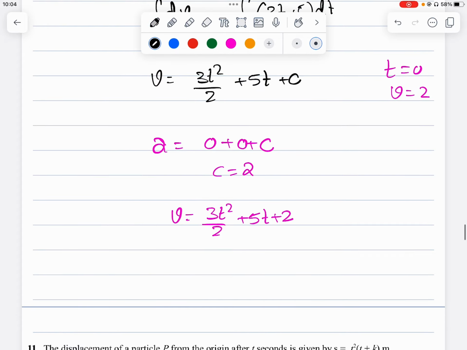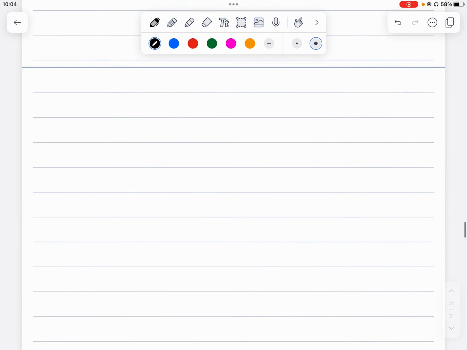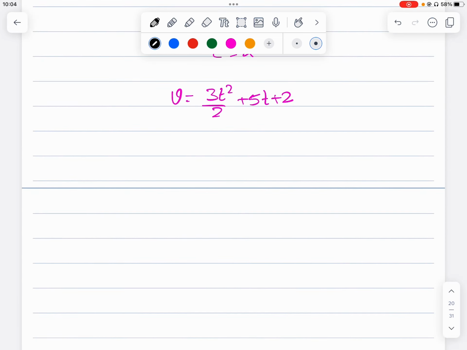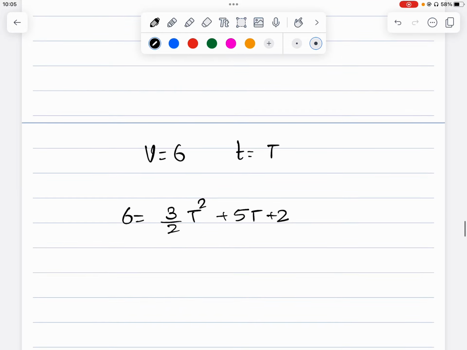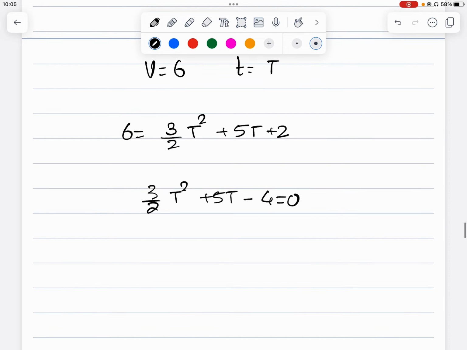Now what is the condition given? The condition given is when v equals 6, t equals capital T. So 6 equals 3 upon 2 capital T square plus 5T plus 2. So 3 upon 2 T square plus 5T minus 4 equals 0. Multiply by 2, 3T square plus 10T minus 8 equals 0.